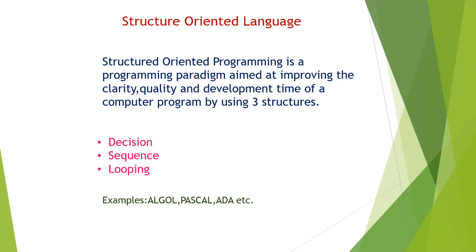Next one is sequence structure. Sequence structure means one statement is written, followed by another statement, followed by another statement. So during execution it follows step by step, one statement followed by another. This kind of structure is called a sequential structure. Next one is looping. Looping means repeating a group of statements for a particular number of times. This is called a looping control structure.